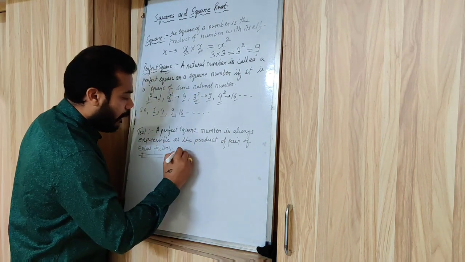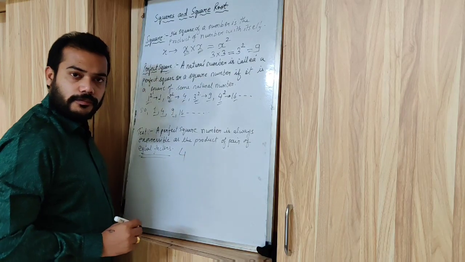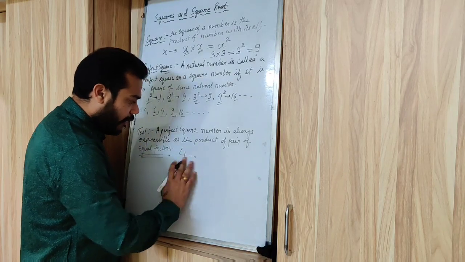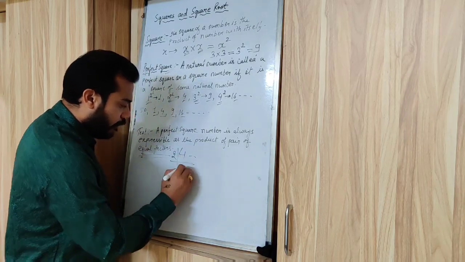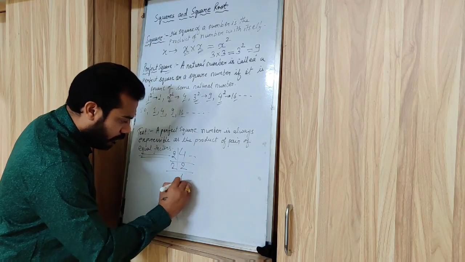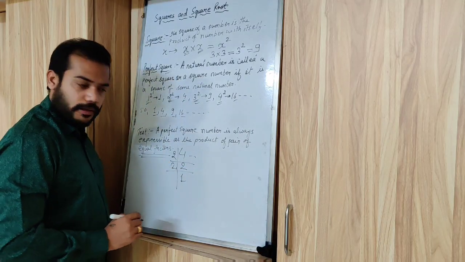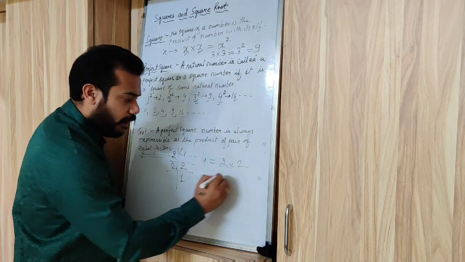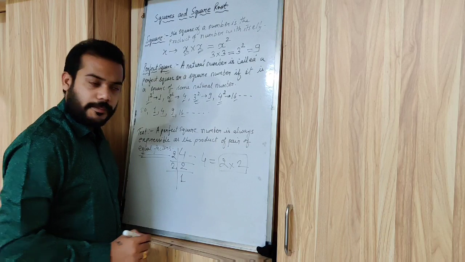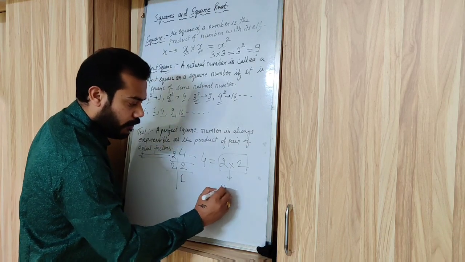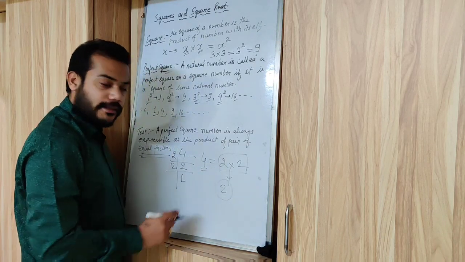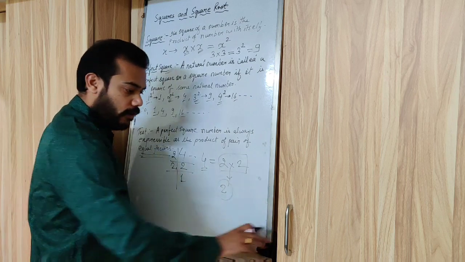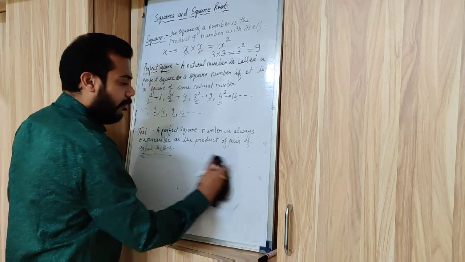If I take 4 and find its factors, the factors of 4 are 2 into 2. 2 into 2 comes in a pair. So 4 is the square of 2.